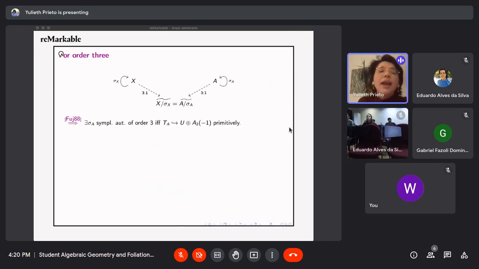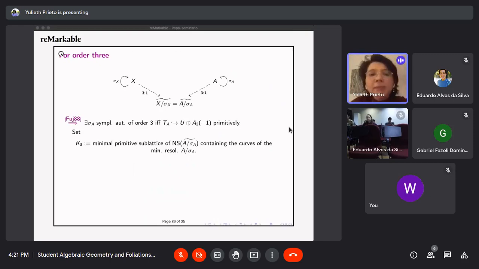And basically, who tried to answer when a torus admits this kind of automorphism was Fujiki, and he did it for several orders. But just following this example, he actually says that this happens if and only if the transcendental lattice of my torus can be embedded in a copy of U plus A2 minus 1. Okay, primitively, in a primitive way.